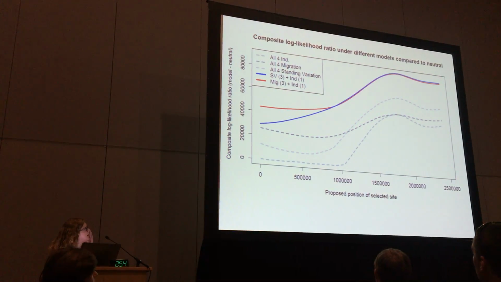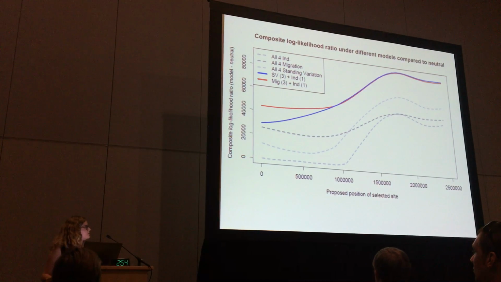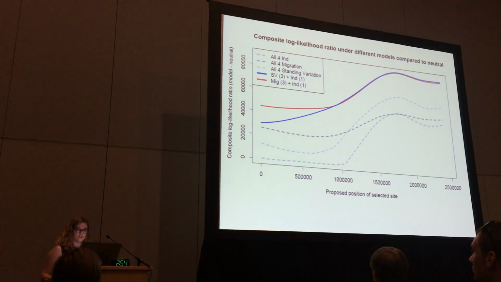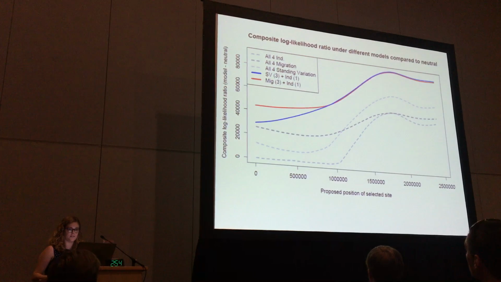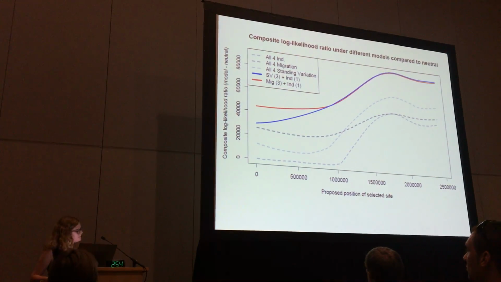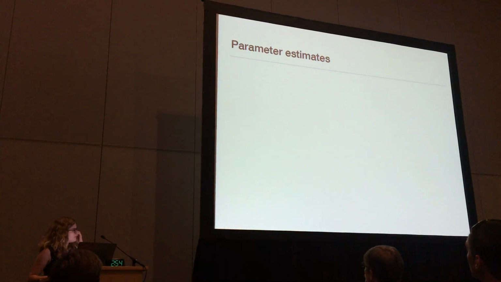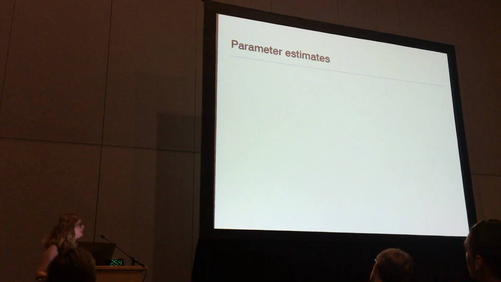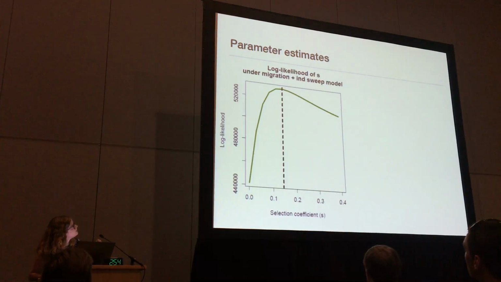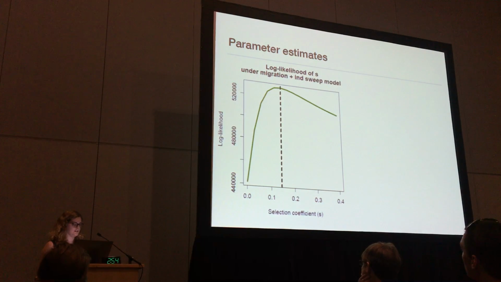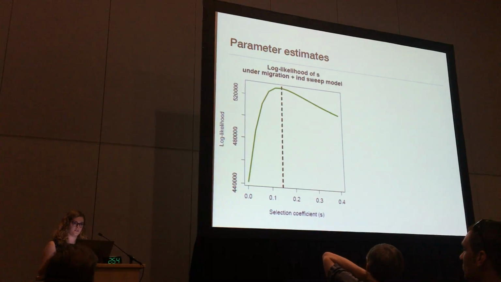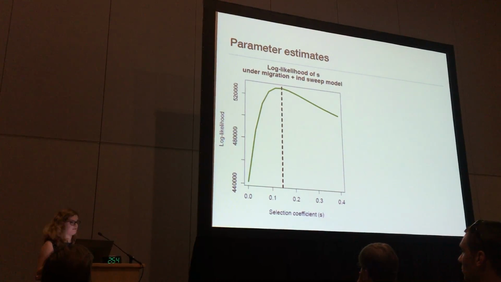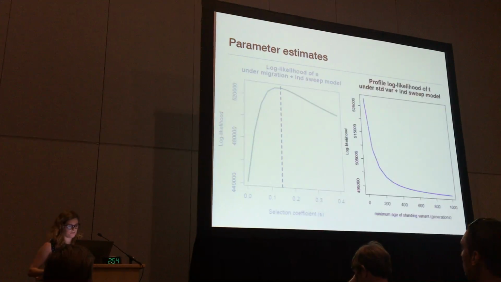Additionally, what we see is that the models where something different is happening in the north relative to the south are most likely models. They best fit our observed data. And given this, we can also generate parameter estimates under our models. So what we see is that our selection coefficient is peaking at about 15%, which is quite strong, but we know this adaptation has been recent and rapid.